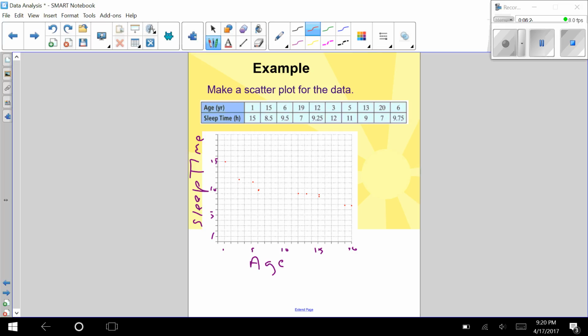Sorry about the other one. So you can see all of my dots along here, and there's our scatter plot. We did forget our title. Since this one doesn't give us a title, we just come up with something. So maybe sleep needed.